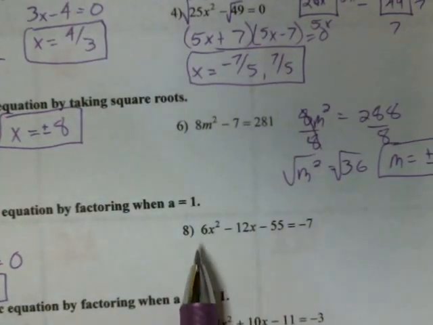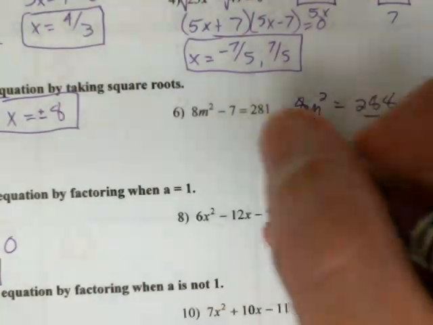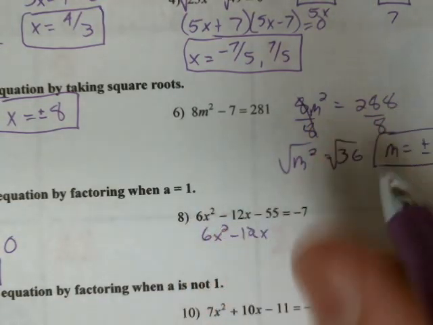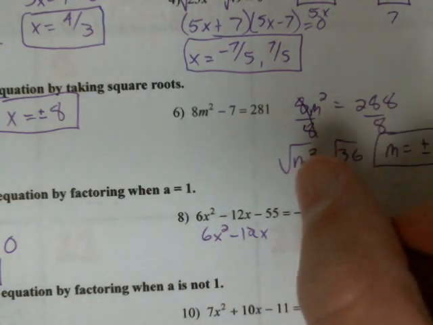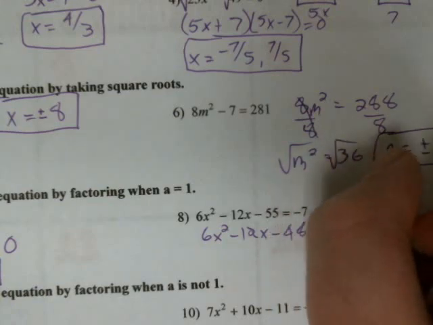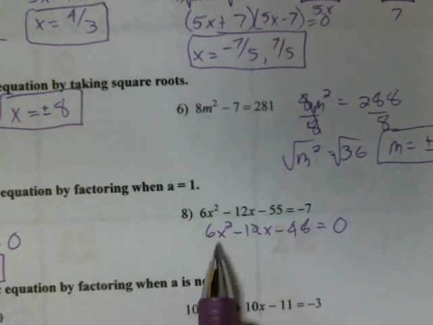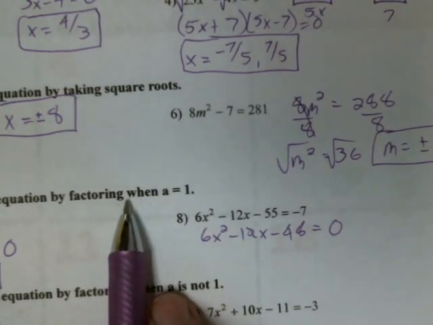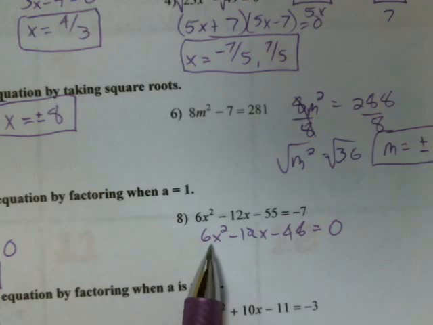All right, number 8, we need our quadratics to equal 0. So we've got 6x squared minus 12x. We need to add 7 to both sides. That's going to give me minus 48 equals 0. Factor when a, wait a minute. A is not 1. Huh, that's weird. It says to factor when a is 1, but a is not 1.